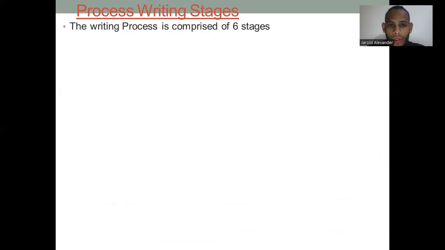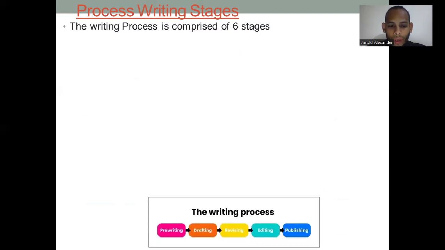And as we move over to the next slide, we have process writing stages. So the process writing stages are actually made of 6 different stages. And as we can see there at the bottom, the different stages are as follows. The pre-writing stage, drafting, revising, editing, and publishing.